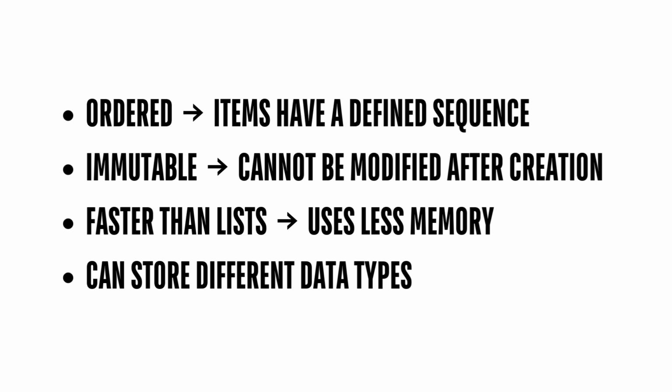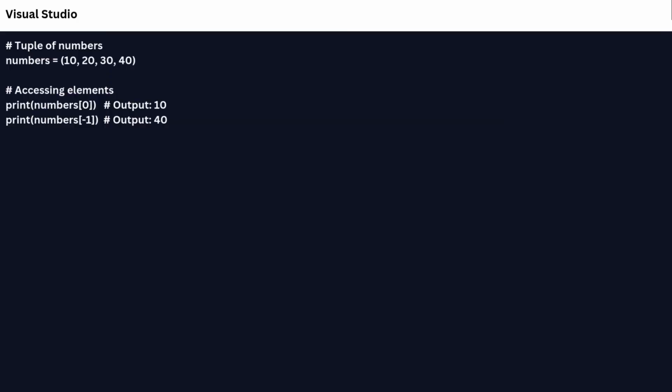Accessing tuple elements. Since tuples are ordered, we can access elements using indexing just like lists. For example, numbers = (10, 20, 30, 40). print(numbers[0]) outputs 10. print(numbers[-1]) outputs 40. Remember, indexing starts at 0, meaning the first item is at position 0, the second at 1, and so on. Negative indexing allows you to access elements from the end of the tuple.